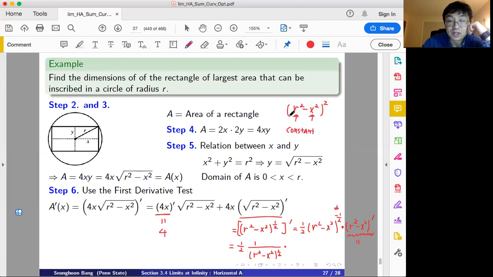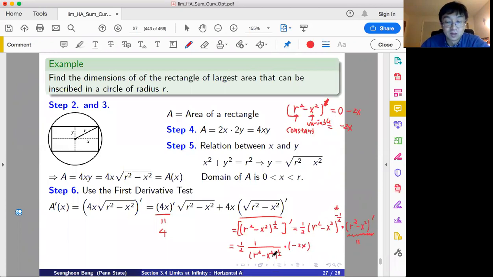The r squared is a constant. The derivative of a constant is 0. The derivative of minus x squared is negative 2x. Exactly, negative 2x. Really be careful. Not even 2r, right? R is a constant, x is a variable. X is a variable, exactly, negative 2x.